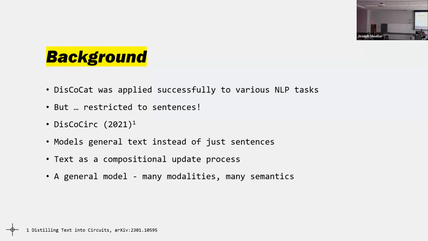This model shares a lot of the essence of DisCoCat in that it's string diagram flavored. It's both compositional and distributional. But DisCoCirc is able to model general text instead of just sentences. The key philosophy here is that text is viewed as a compositional meaning update process. Furthermore, while we've been talking about it in an NLP context, DisCoCirc can be a very general model, and it can be applied to many modalities and with many semantics. I'll go into the different semantics a bit later.